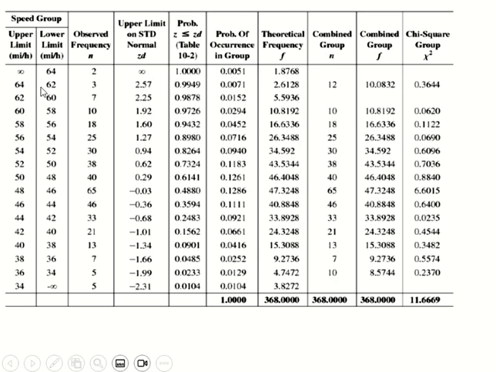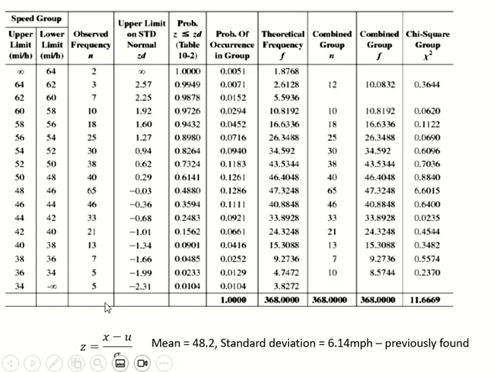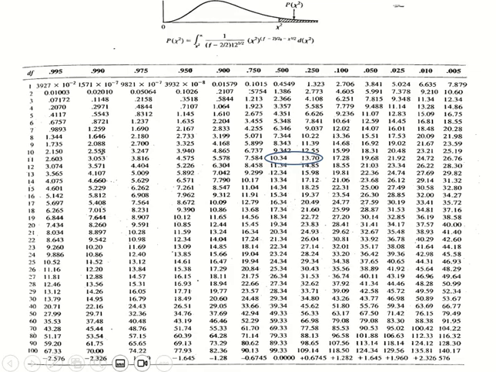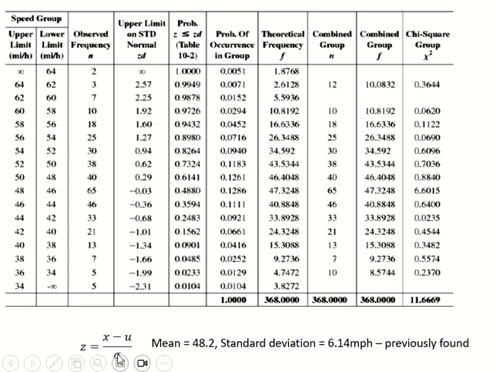Then for each group, I'll take the upper limit and I will do this with it. This is sigma. Maybe you cannot see clearly. Sigma means standard deviation. I already calculated the mean and the standard deviation for this data set, we already did in the previous examples. The mean of the data is 48.2 and the standard deviation is 6.14.